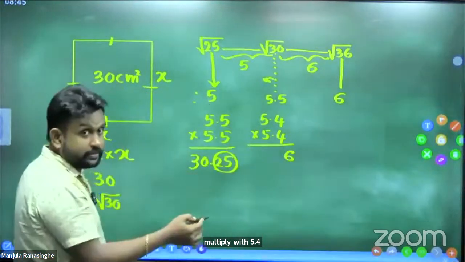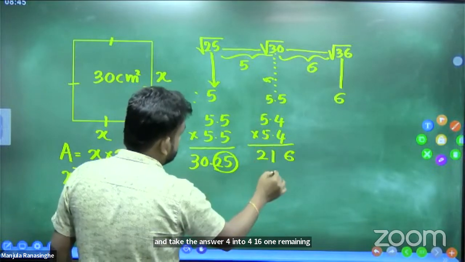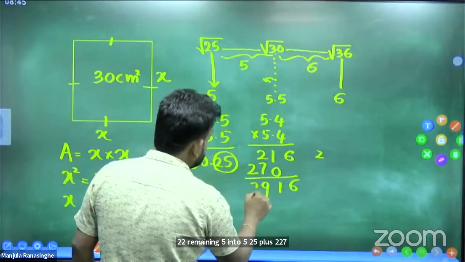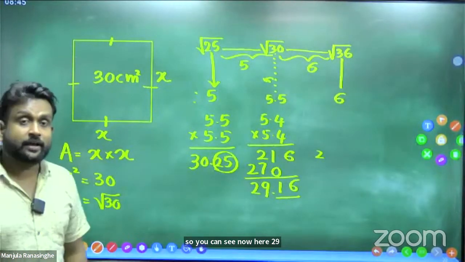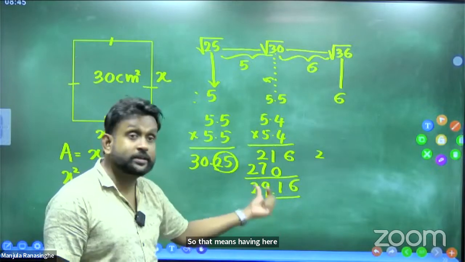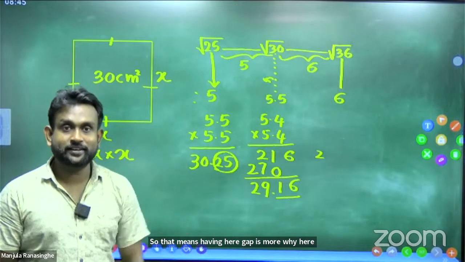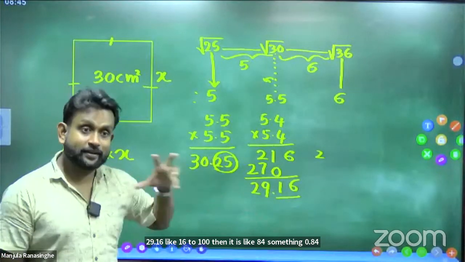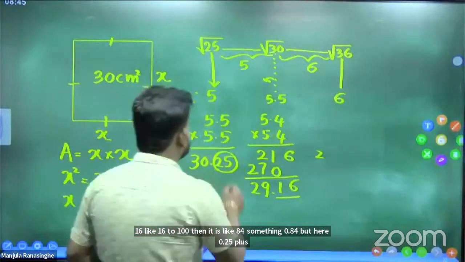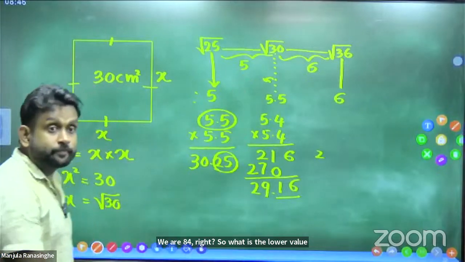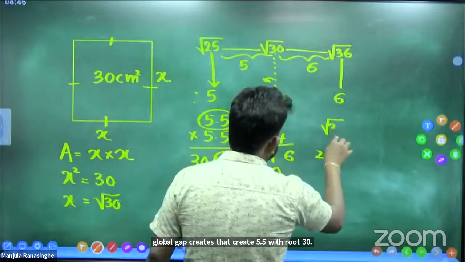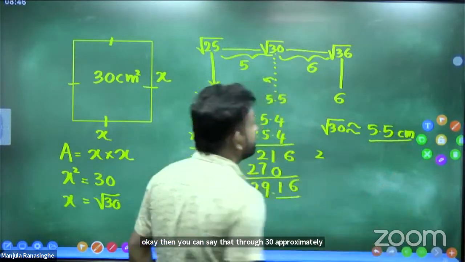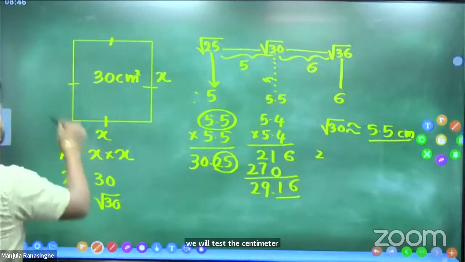4 into 4, 16, 1 remaining. 4 into 5, 20 plus 1, 21. 5 into 4, 22 remaining. 5 into 5, 25 plus 2, 27. So you can see here 29 point something, 16. That means the gap here is more: 29.16 is about 0.84 away, but here it is only 0.25. So the lower gap is with 5.5 for root 30. Then you can say root 30 is approximately 5.5. They are asking for a side length, so give it in centimeters. So that is our first question.